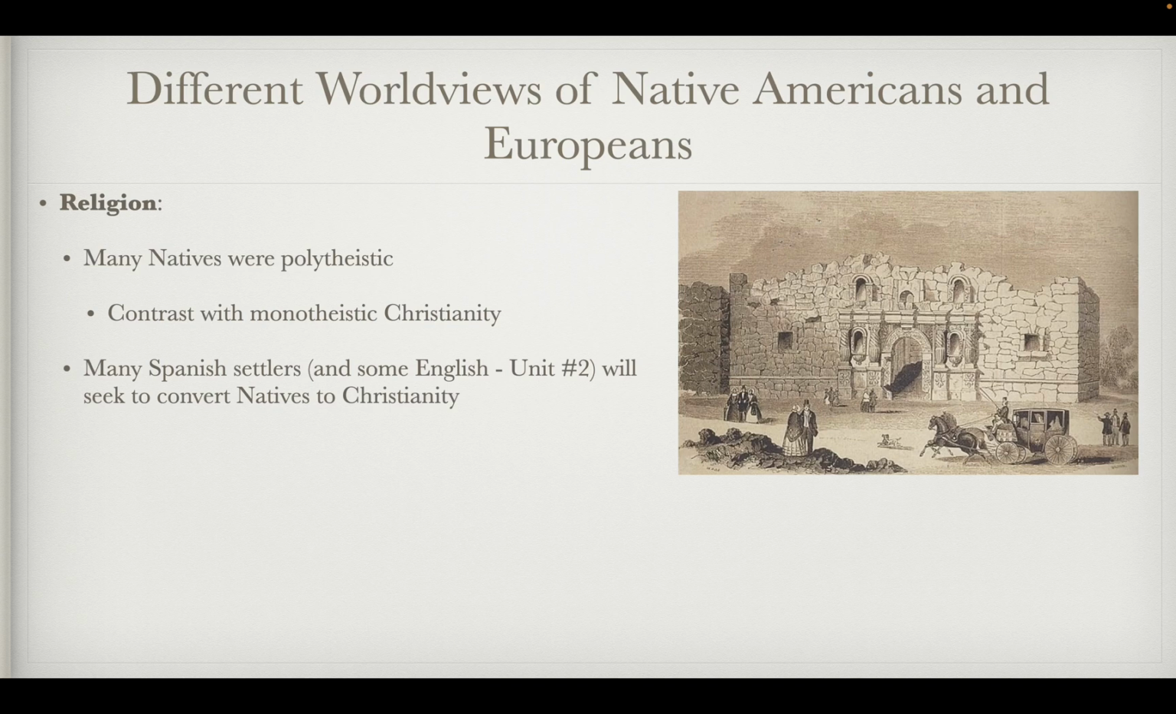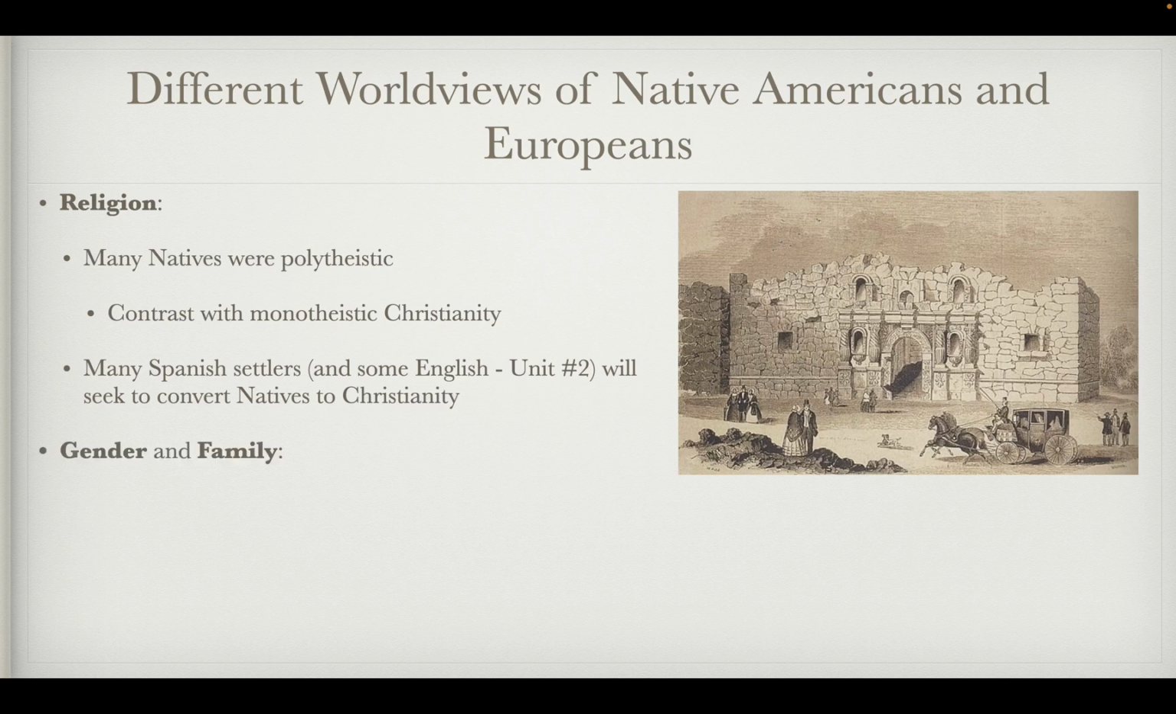Many Spanish settlers and some English that we'll talk about in Unit 2 will seek to convert natives to Christianity. The Spanish will do this through the mission system. An example that we talked about earlier is the Alamo, pictured here. That is a mission that was built to convert Native Americans to Christianity.